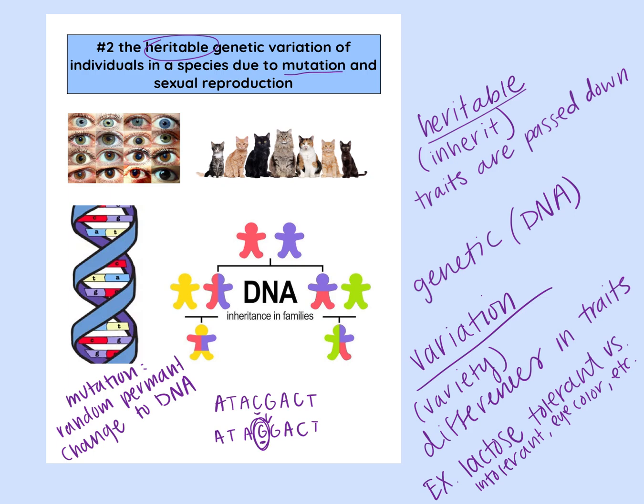Randomly, it happens based on some mistake in the DNA. The other way that variation is showing up is because of sexual reproduction.